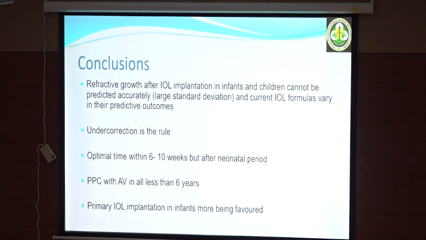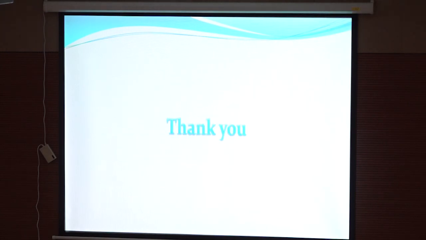So here I would like to conclude by saying that the refractive growth after IOL implantation in infants and children cannot be predicted. So if you are doing a biometry, it can just go haywire also, because the target refraction you predict can be just a surprise when you do a post-op retinoscopy. But yes, in young children, undercorrection should be done, and the optimal time to operate children is 6 to 10 weeks. Unilaterals are 6 weeks. Bilateral you could wait for 10 weeks. Always do a primary posterior capsulotomy plus anterior vitrectomy in all those less than 6 years. And of course, primary IOL implantation in infants is now being favored. Thank you for your attention.